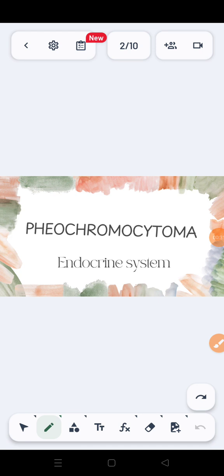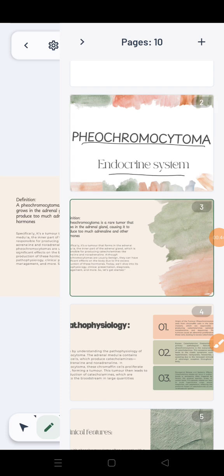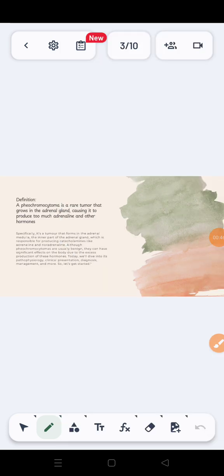So today we are gonna talk about pheochromocytoma, which is in endocrinology. Firstly, we'll try to define what pheochromocytoma is. So look at the definition. A pheochromocytoma is a rare tumor that grows in the adrenal gland or suprarenal gland, causing it to produce too much adrenaline and other hormones. Other hormones are like noradrenaline and dopamine.